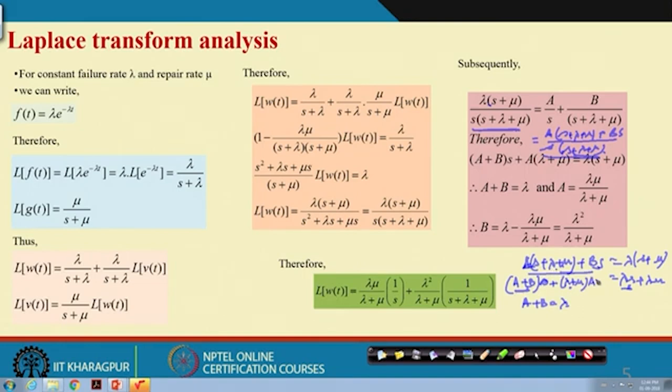and also we will find out that A into this. So, we are also finding out that A equals lambda mu by lambda plus mu from this equal to this. So, as a result, ultimately, by solving this, you are finding out A as well, and putting it here, you are also finding out B. Now, in this equation, LWT equals this one, converted to this. What is this? A by S plus B by this. What is A? A is lambda mu by lambda plus mu. So, lambda mu by lambda plus mu into 1 by S. Second one, 1 by S plus lambda plus mu, into B, which is lambda square by lambda plus mu.